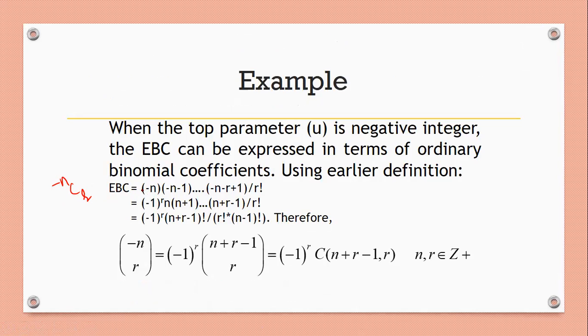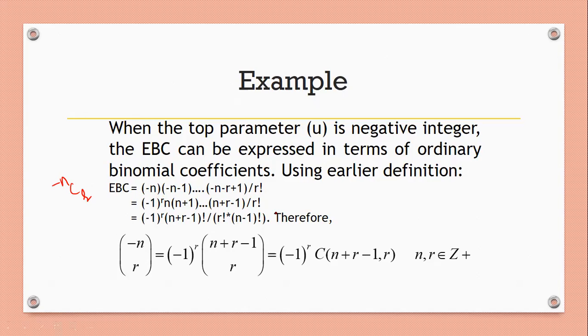Now, minus nCr is expanded as follows: minus n into minus n minus 1, minus n minus 2, and so on up to minus n minus r plus 1 by r factorial. After that, minus 1 is taken common from each bracket. How many total brackets are there? There are totally r number of brackets. Now if we take minus 1 common, we will have n into n plus 1 up to n plus r minus 1 by r factorial.